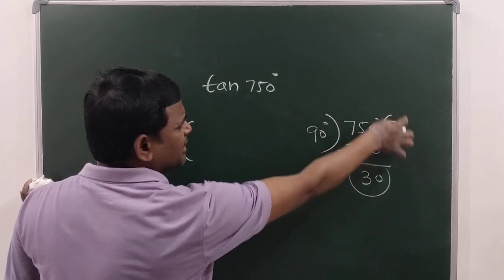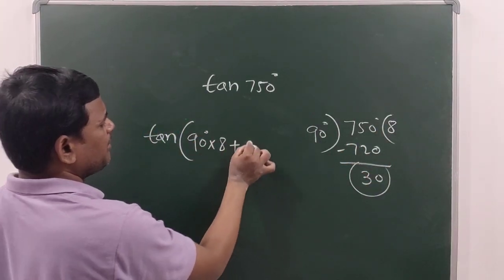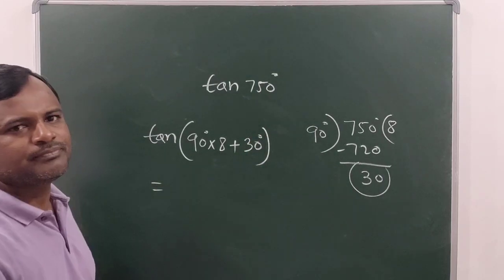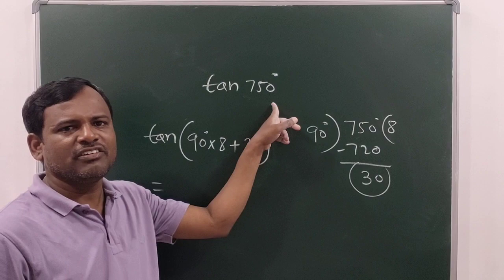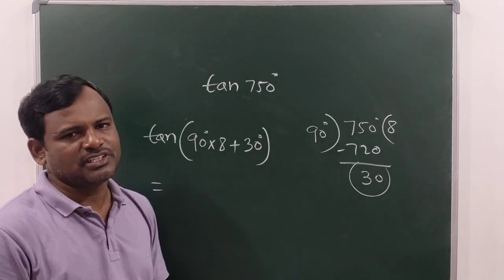Dividend is equal to divisor into quotient plus remainder. Okay, this is the first step. You have to split 750 like this. Why? How? With the help of this division.